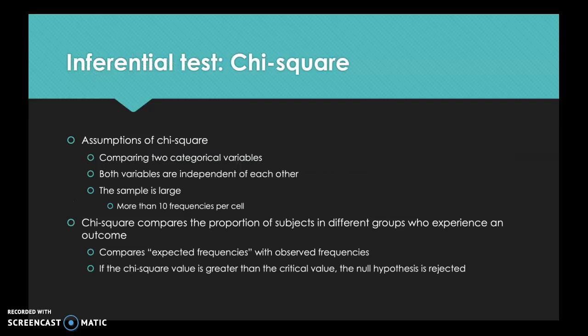The inferential test I used was chi-square. Some assumptions of the chi-square include the comparison of 2 categorical variables that are independent of each other. The sample is large, in this case 200, and has more than 10 frequencies per cell. This test compares the proportion of subjects in different groups who experience an outcome by comparing the expected frequencies with the observed frequencies. If the calculated chi-square value is greater than the critical value, the null hypothesis is rejected.